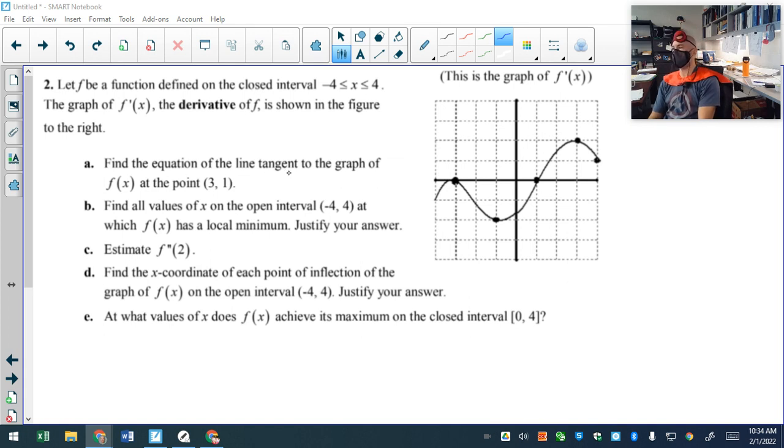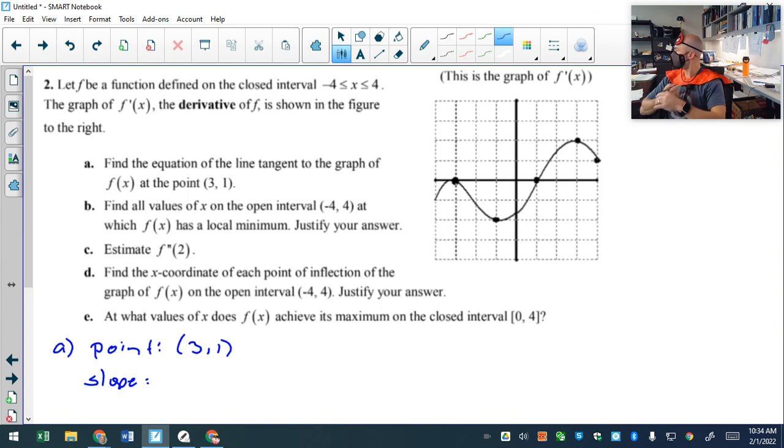Find the equation of the line tangent to the graph at the point (3, 1). What do we need? Good, we need a point and we need a slope. They already gave me the point, so we don't have to actually plug 3 into the function. For the slope, you plug 3 into the derivative, and there are other ways of analyzing and getting the slope, but this is the method that works more often than not.